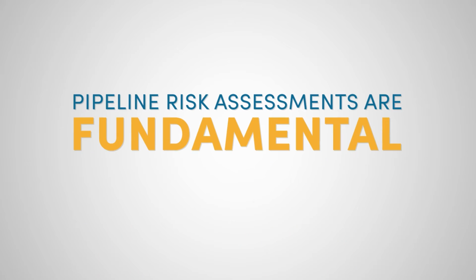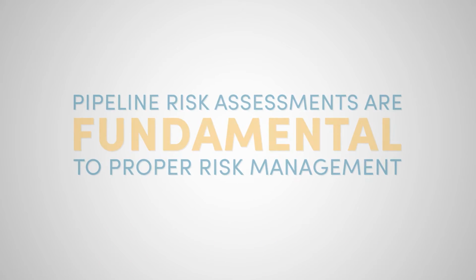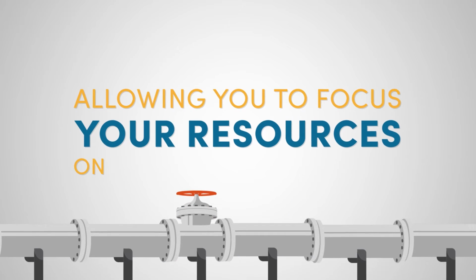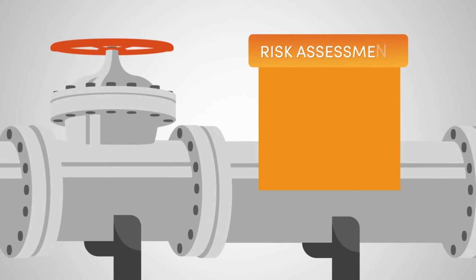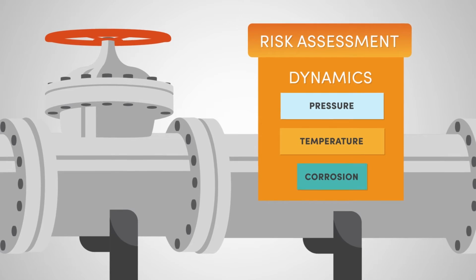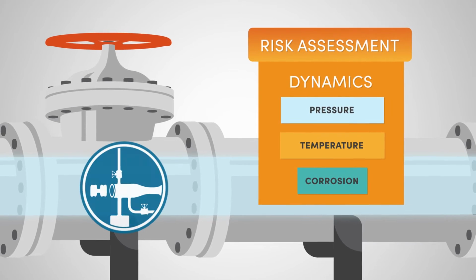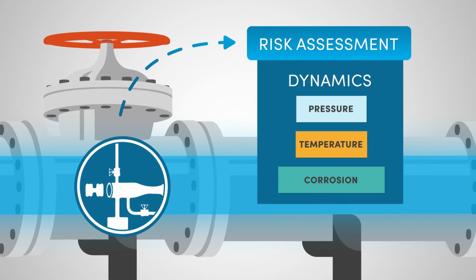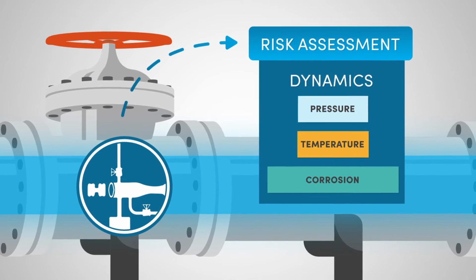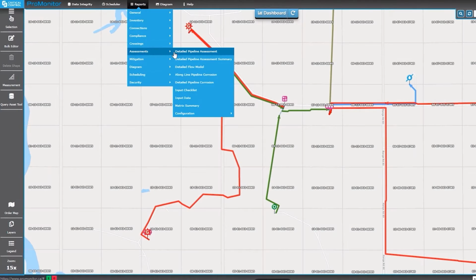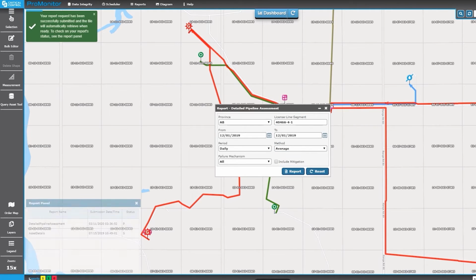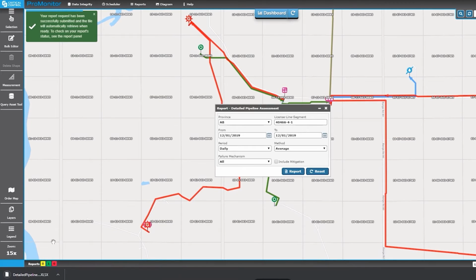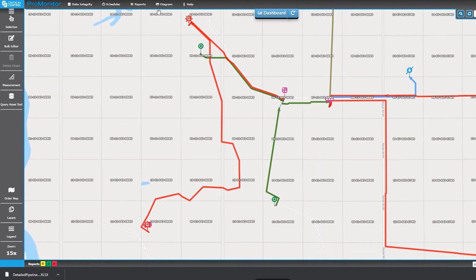Pipeline risk assessments are fundamental to proper risk management, allowing you to focus your resources on your most at-risk assets. With modern-day data availability, risk assessments need to be dynamic, continually adjusting for changing conditions. ProMonitor Integrity offers just that. Dynamic risk assessments that continually adjust with new data. This allows you to identify active threats and the potential consequences of failure soon after they appear. ProMonitor also allows you to assess the impacts of your mitigation measures and assign credits where applicable.